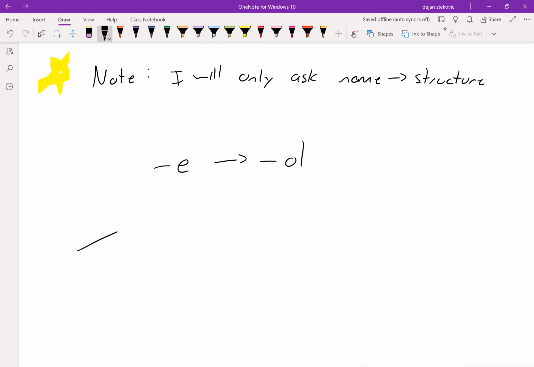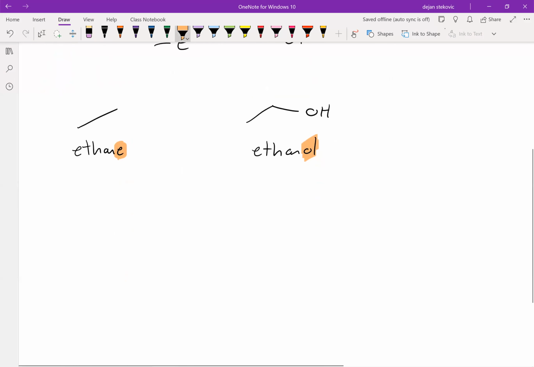So for example, here we have a 2-carbon chain. This is ethane. And if we make that an alcohol, we change the E into an all. So on the right, we have ethanol. In this case, we didn't have to include any numbering, but in some cases we do.